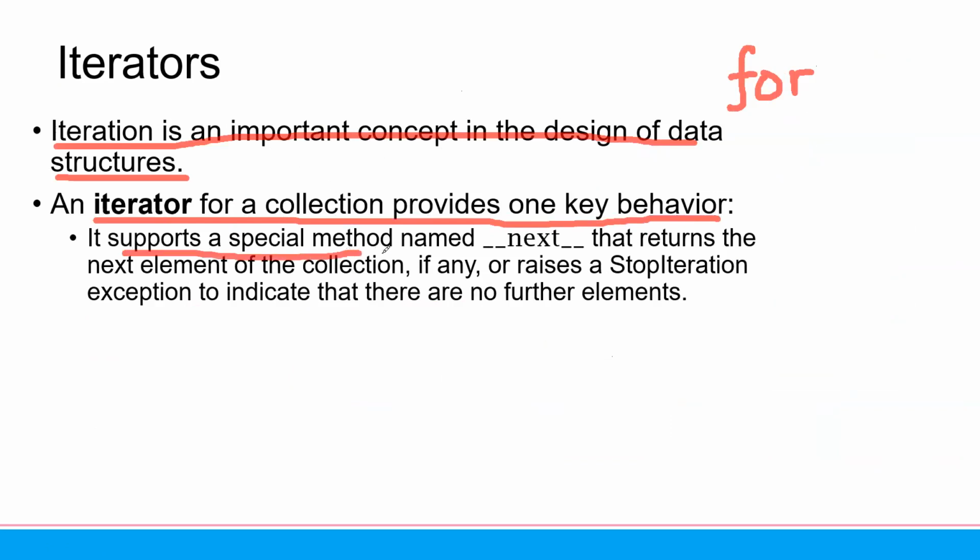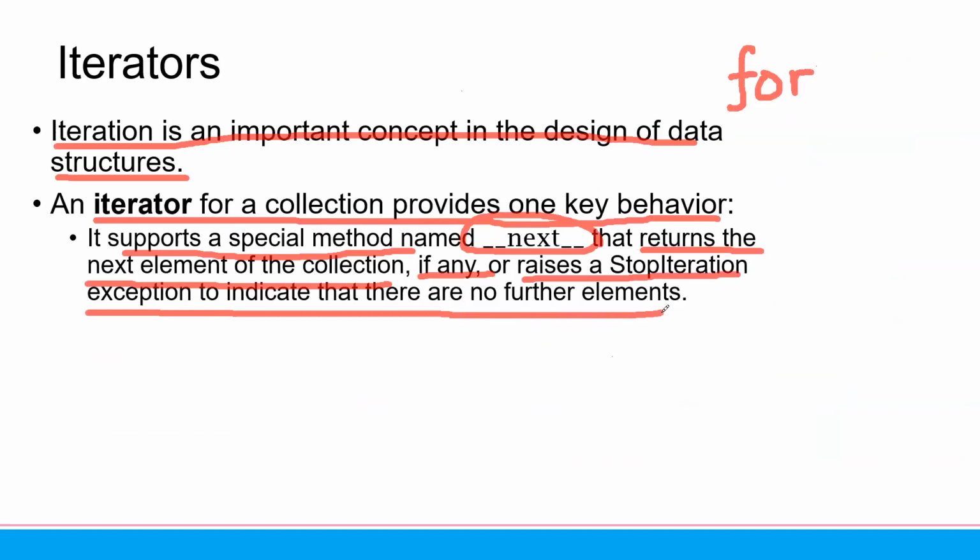So the iterator for a collection provides one key behavior. It supports a special method named next. So we need to specify what is the next, and there are different kinds of next. Next returns the next element of the collection, if any, or raises a stop iteration exception to indicate that there are no further elements.